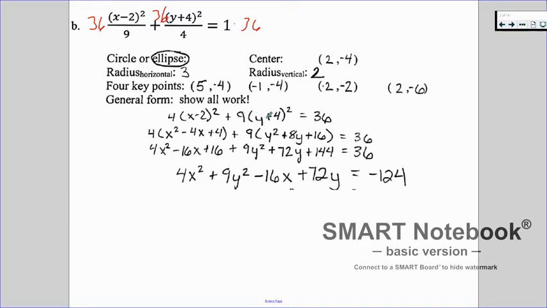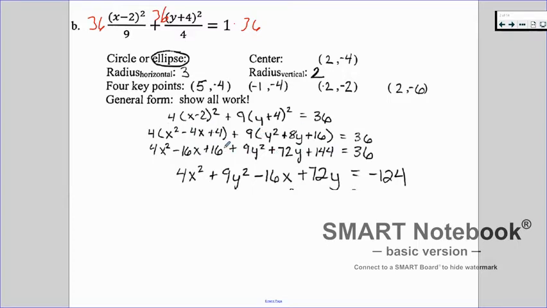It works out that way on this one and some other ones that we're going to see. But that's not always going to necessarily be the case, depending on what number we're multiplying by. So expand out this binomial squared, expand out this binomial squared, distribute the 4, distribute the 9.